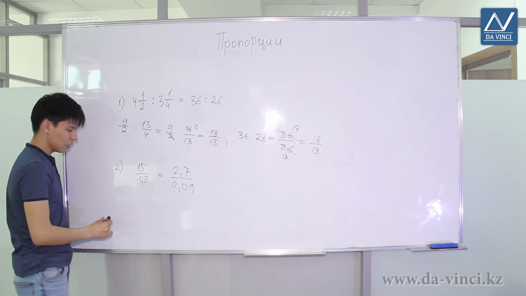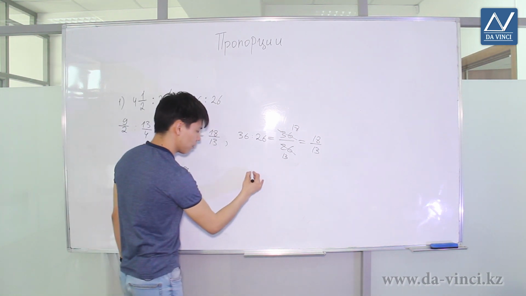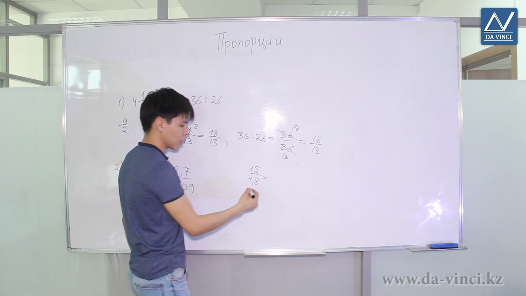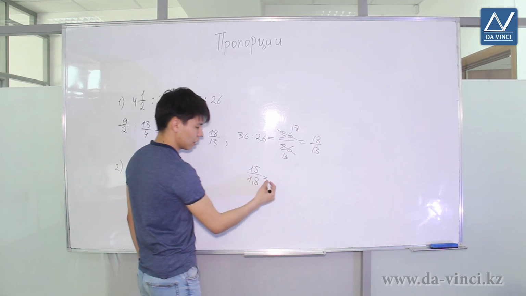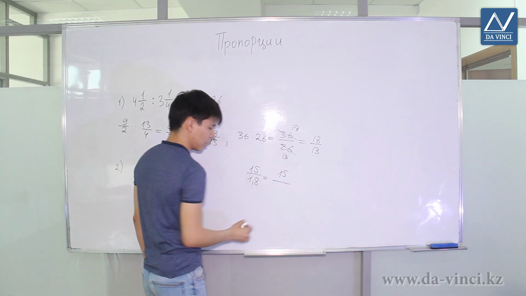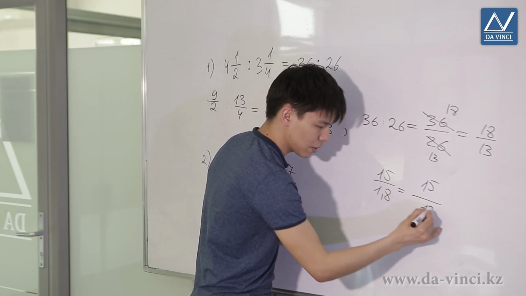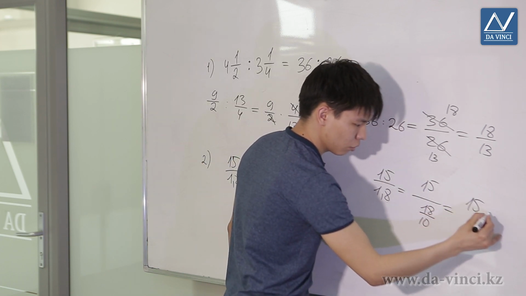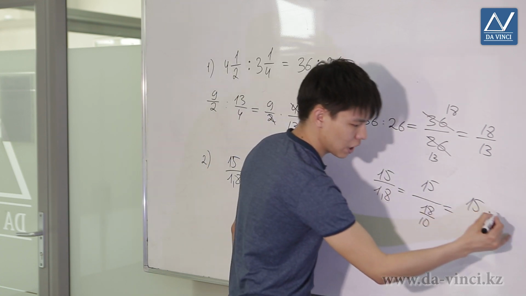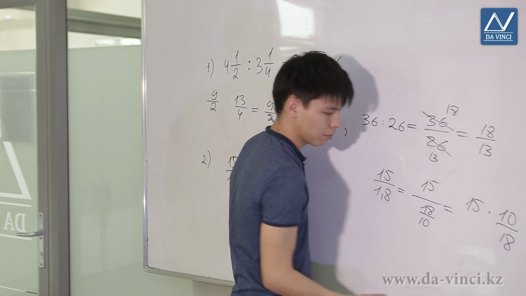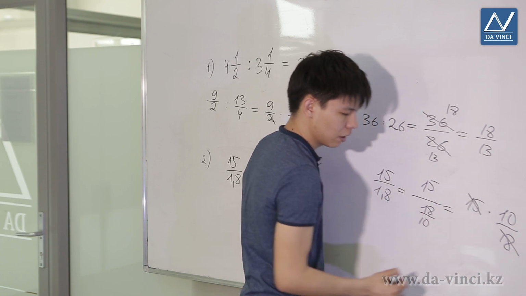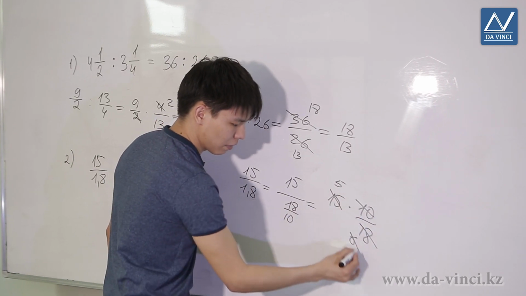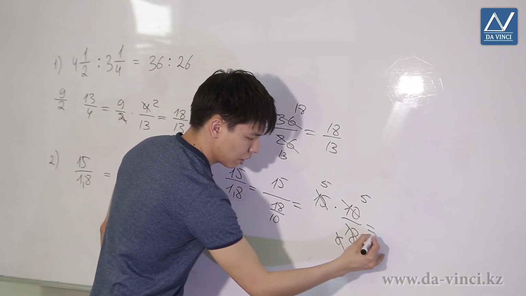15 divided by 1.8. Let's write it down here. We can solve it in different ways. Let's write 1.8 as a common fraction. 1.8 we can write as 18/10. That is, it will be 15 divided by 18/10, that is, multiplied by 10/18. Now we need to reduce. We reduce 18 and 15 by 3. There will be 5, and there will be 3. We get 25/3 in total.